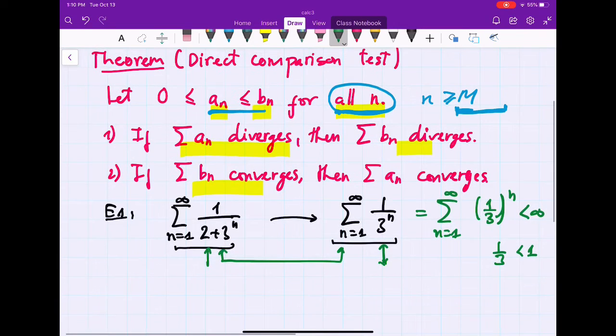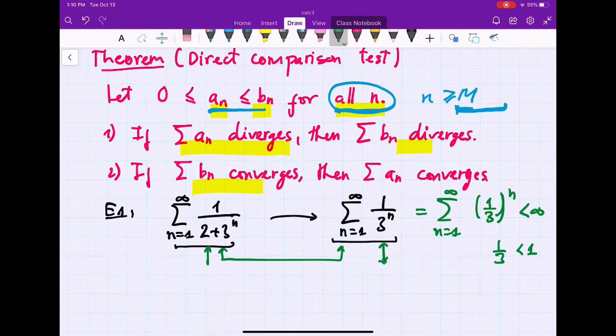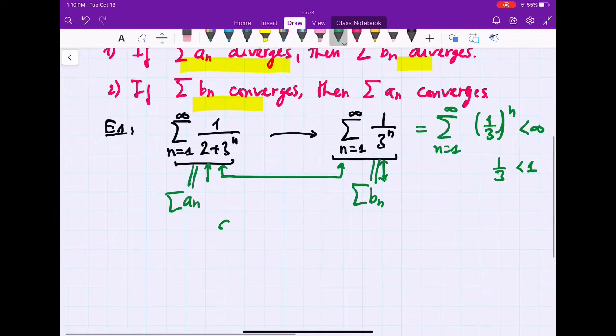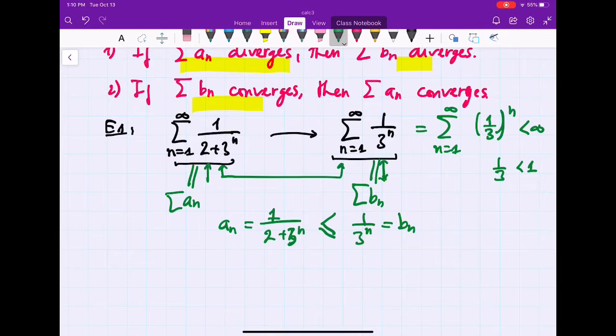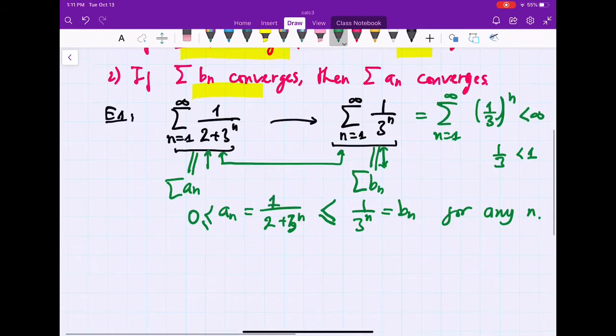If you look at this theorem, you might think this is your a_n, and maybe this is your b_n. So now let's compare. a_n is equal to 1 over 2 plus 3 to the n, and b_n is equal to 1 over 3 to the n. Of course, you can see a_n is less than or equal to b_n, and both are greater than or equal to 0. This happens for any n. So that means the first series converges. That is the observation.